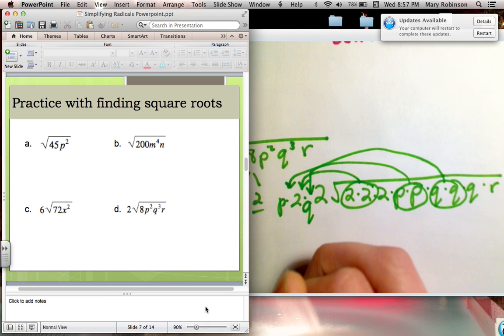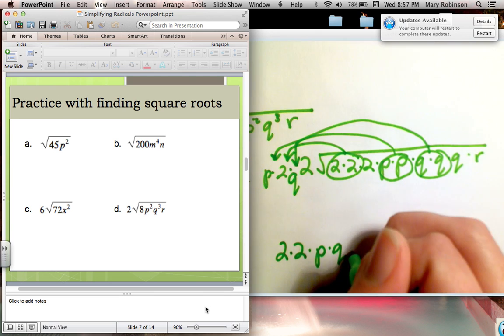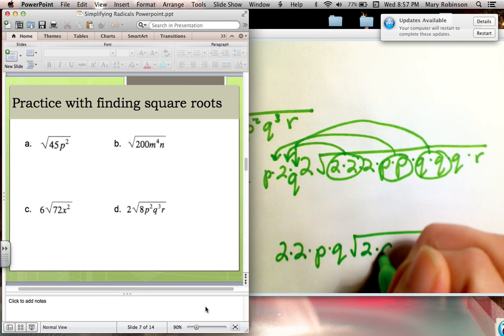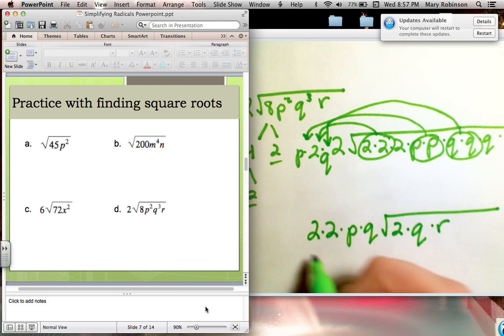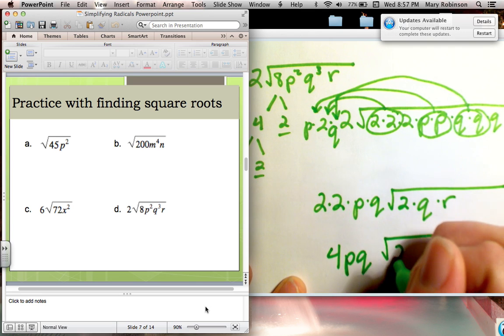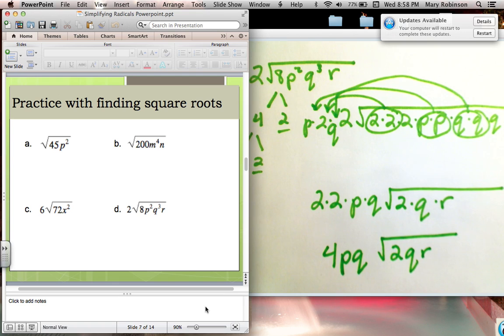So when I rewrite it, I get 2 times 2 times p times q, and everything left on the radical. I have a 2, q, and an r left. And when I rewrite it, 2 times 2 is 4, so I get 4pq square root of 2qr. And that's how you simplify those.